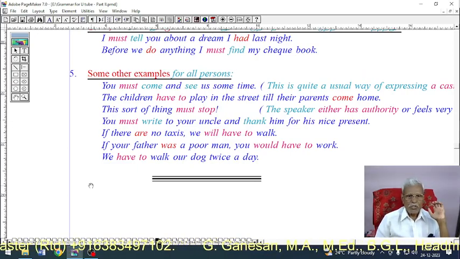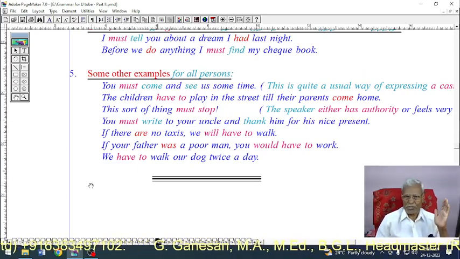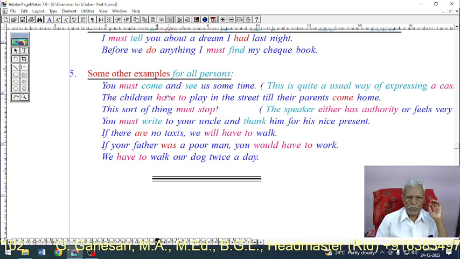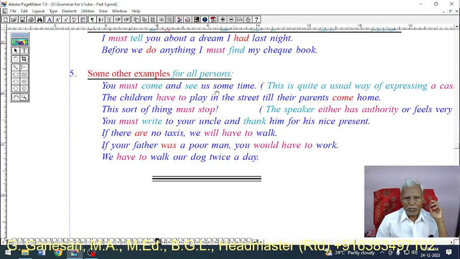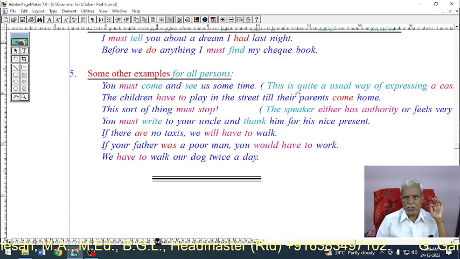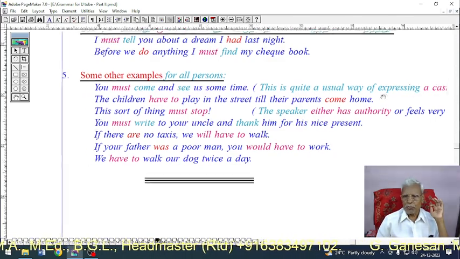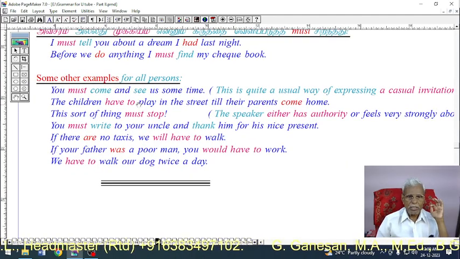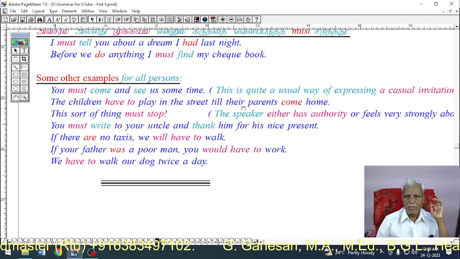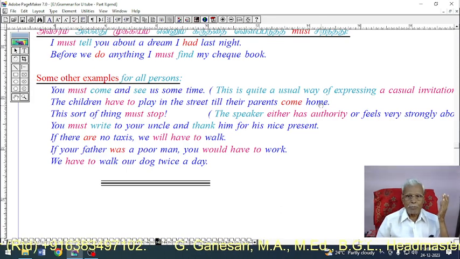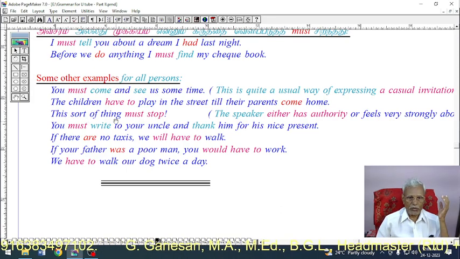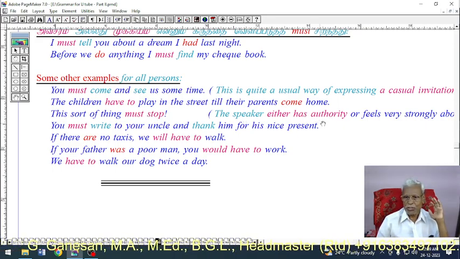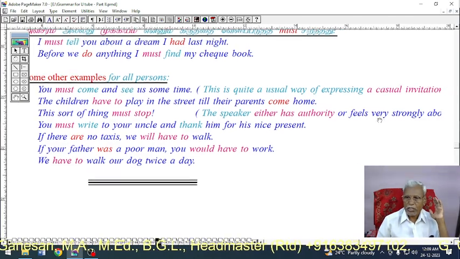Dear students, some other examples for all persons, because so many things are so clear. For example, you must come and see us sometime. This is quite a useful way of expressing a casual invitation. The children have to play in the street till their parents come home. This sort of thing must stop. The speaker either has authority or feels very strongly about it.